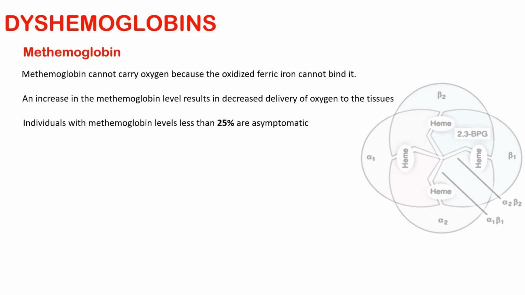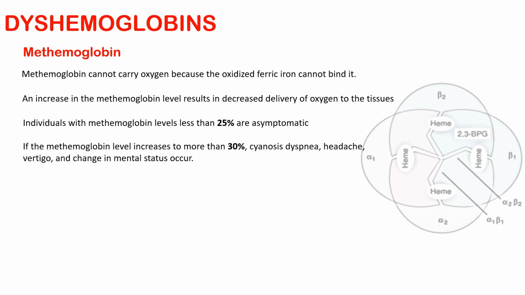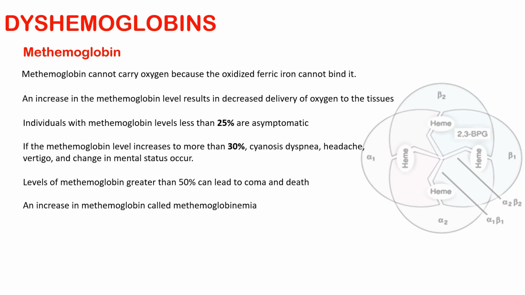Individuals with methemoglobin levels less than 25% are asymptomatic. If the methemoglobin level increases to more than 30%, cyanosis, dyspnea, headache, vertigo, and change in mental status occur. Levels of methemoglobin greater than 50% can lead to coma and death. An increase in methemoglobin is called methemoglobinemia.